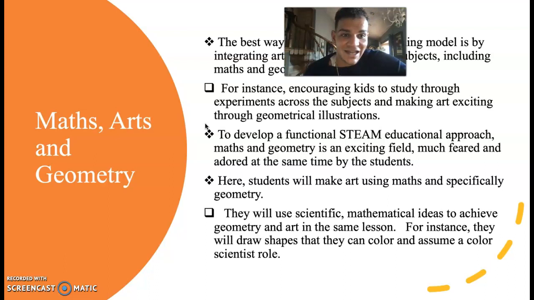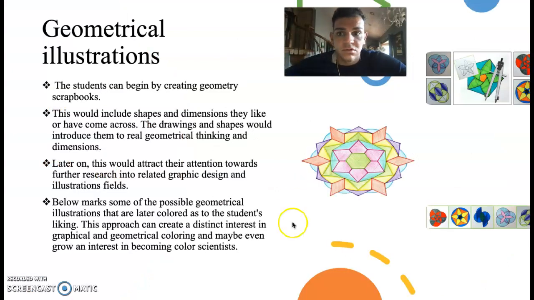Math and geometry is an exciting field, much feared and adored at the same time by students. Here, students will make art using math, and specifically geometry. They will use a scientific and mathematical idea to achieve geometry and art in the same lesson. For instance, they will draw shapes that they can color and assume a color scientist's role.